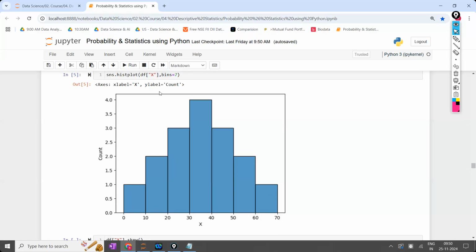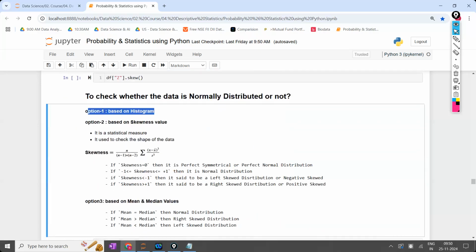One is symmetrical distribution, which is normal. Second one is left skewed. Third one is right skewed, based on the histogram only. Just now we have completed the histogram option. The second option is based on the skewness value. This is a statistical measure. Through a measure also we can identify the type of distribution. That statistical measure is called skewness.